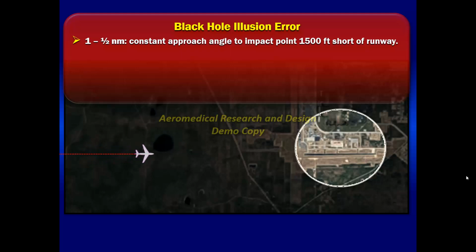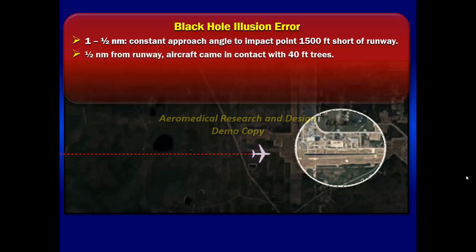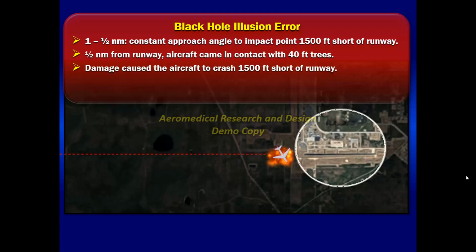As the runway approach angle decayed to less than 1 degree instead of the required 3 degrees, the aircraft descended to just 38 feet above ground level, and it would still have been possible to land safely on the runway if the flight path had been free of obstructions. Unfortunately, a half mile from the runway threshold, the aircraft came in contact with a row of 40-foot tall pine trees, and the impact damage that occurred caused the aircraft to crash to the ground 1,500 feet short of the runway.